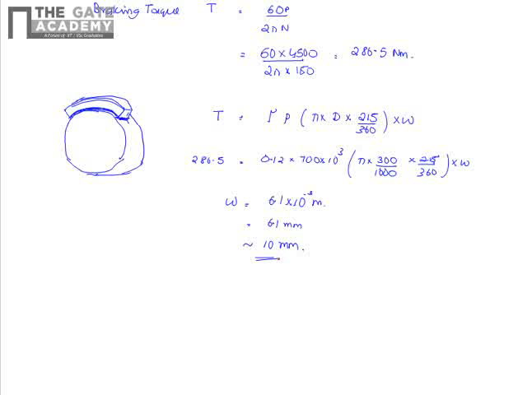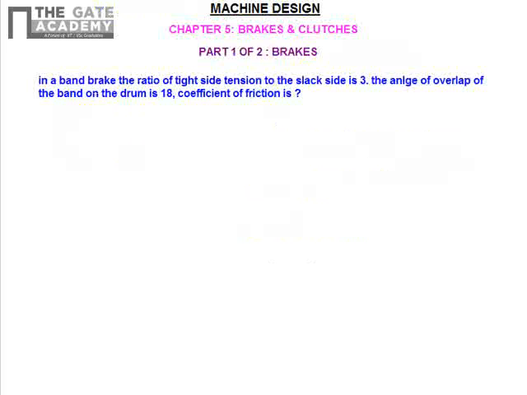So this is one of the applications of the principles we have learned in drum brakes. So we will see another problem here. In a band brake, the ratio of tight side tension to the slack side tension is 3. The angle of overlap of the band on the drum is 180 degree.